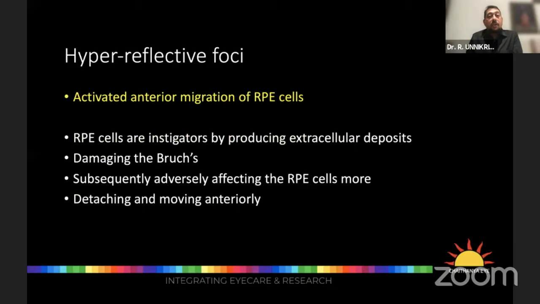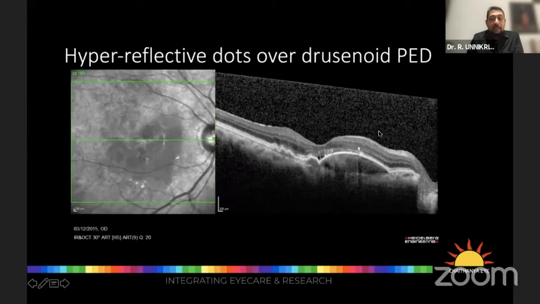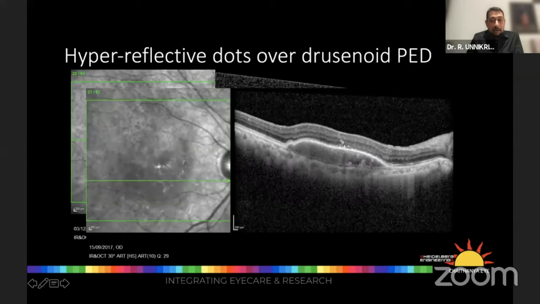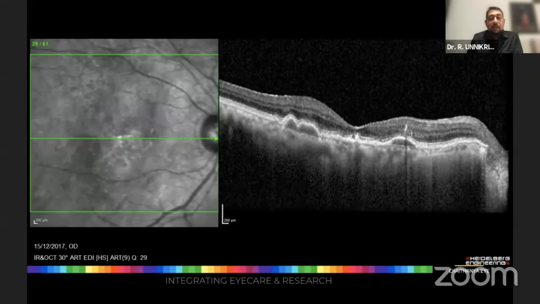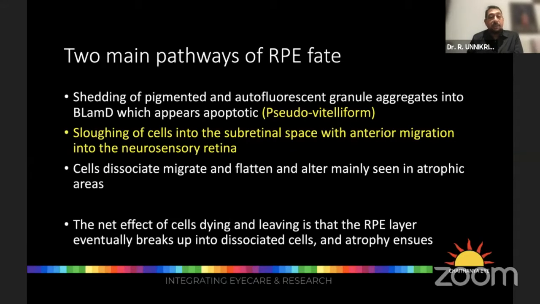So the other thing we'd like to talk about is hyperreflective foci, in which RPE cells detach and move anteriorly in the retina. So the RPE cells instigate by producing deposits, they damage the Bruch's membrane. The Bruch's membrane in a reverse action causes more RPE cell damage, and therefore these detach and move anteriorly. So here you can see the presence of hyperreflective foci on the presence of drusen over there. They can be seen above a drusenoid PED, as you see in this picture and in this picture. So over time, you can see these, called anterior migrating RPE cells.